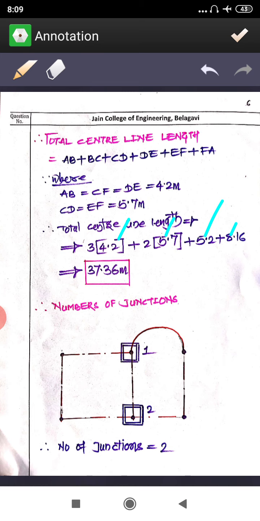So altogether we are having 37.36 meter as the total center line length. Now this 8.16 is your BC and 5.2 is your FA. So remaining walls I have shown you here. So altogether it is 37.36 meters.